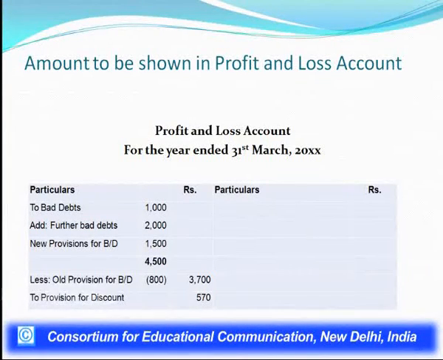So, when we see in this profit and loss account how to show it, that is bad debts 1,000 given in trial balance, further bad debts 2,000 given in adjustments, new provision 1,500, total is 4,500, and after deducting the old provision for bad debts 800, the net amount shown in the amount column is 3,700, and provision for discount, that is 570. So, today we have discussed the adjustments, their meaning and importance, and some of the important adjustments which are commonly, frequently asked in the questions.